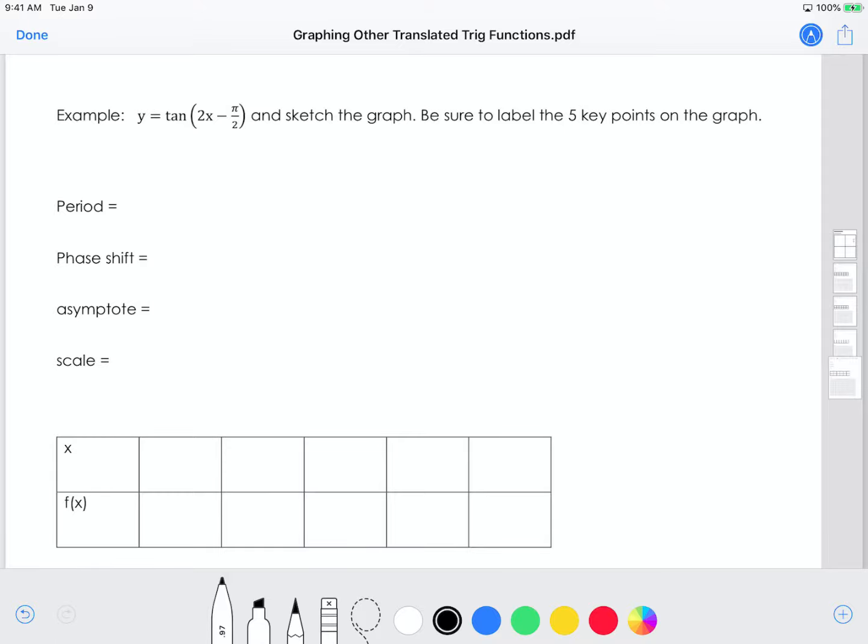So the last example is tangent 2x minus pi over 2. So our general formula looks like this.